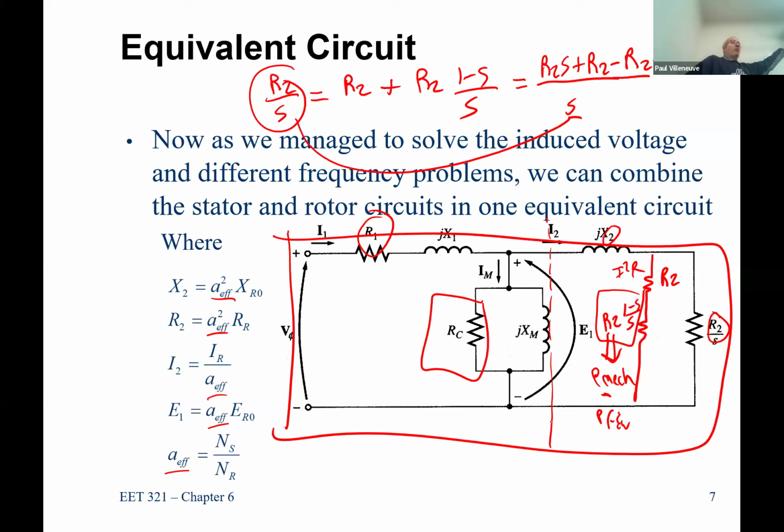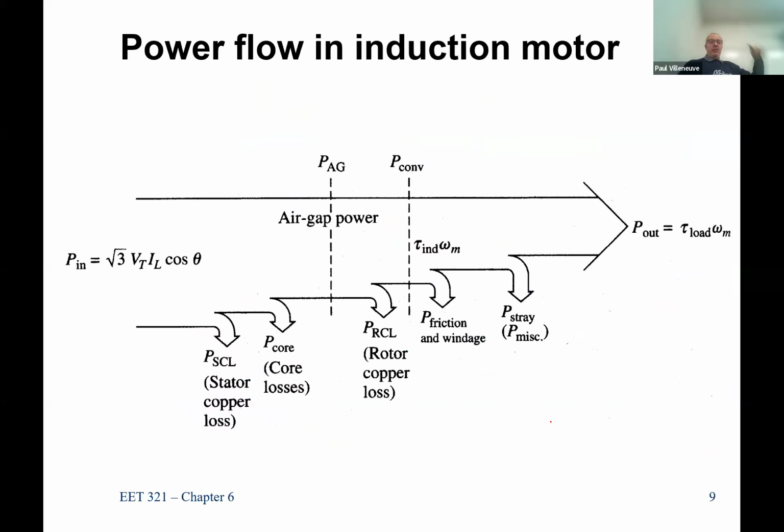Now the power that is available to me can jump across the air gap via the magnetic field and do its work on the rotor. So that's why we call that air gap power. That's literally the power that jumps across the air gap, from the stator to the rotor.